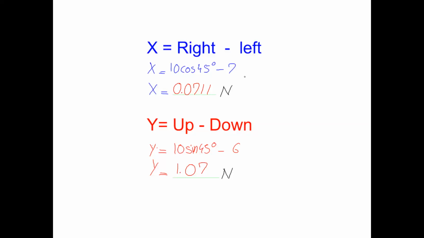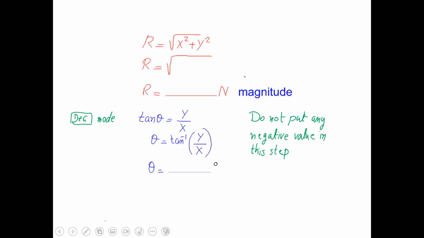Now we move to our next step. Step number 3 and 4. Or maybe it's step number 3. Was there any step number 4 there? No. Okay. Step number 3, magnitude and direction.